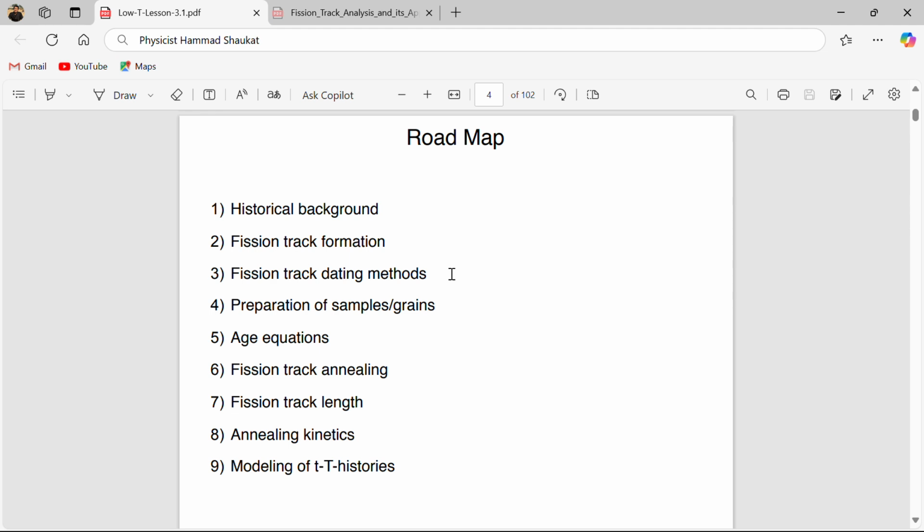The important, but not the least, are the age equations we are going to discuss in this course. And then we are going to move on towards fission track annealing and fission track length, and we are going towards the annealing kinetics. And lastly, we are going to discuss our modeling, as I mentioned before, modeling of TT histories.